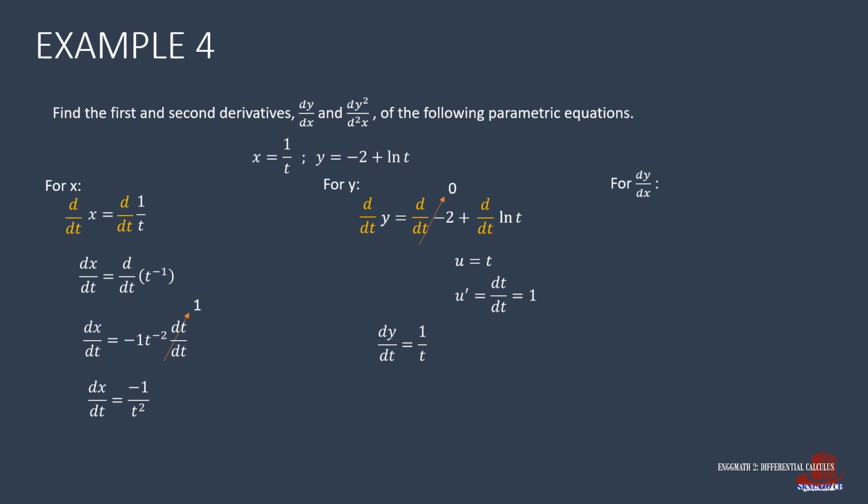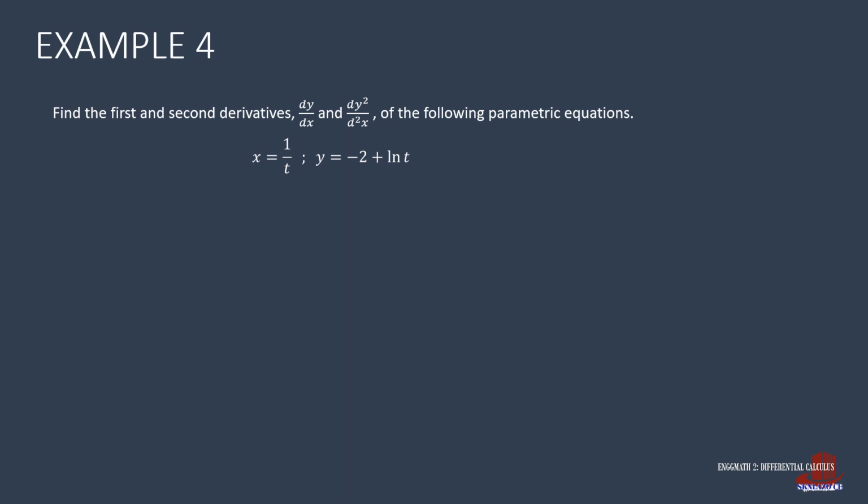Then combine these two equations to have dy all over dx, that is, dy all over dt divided by dx all over dt, to cancel out dt's. And also, we cancel t to arrive at dy all over dx as negative t. Now take the second derivative by having another d all over dt differentiation for dy all over dx. That's negative derivative of t to have negative 1 for the second derivative of y with respect to dt dx.